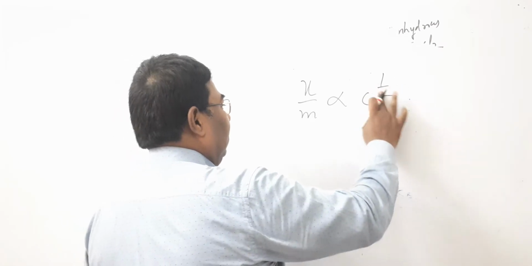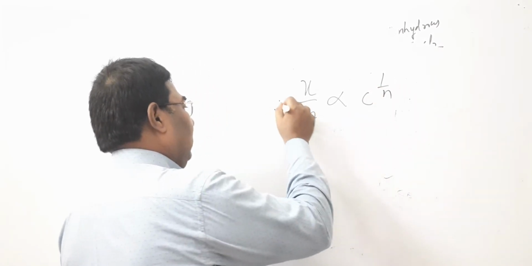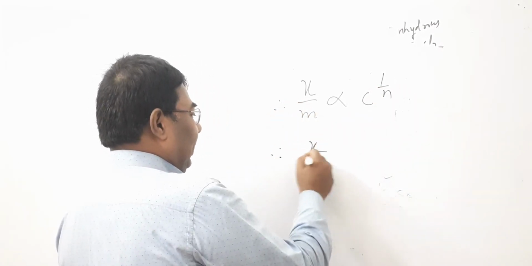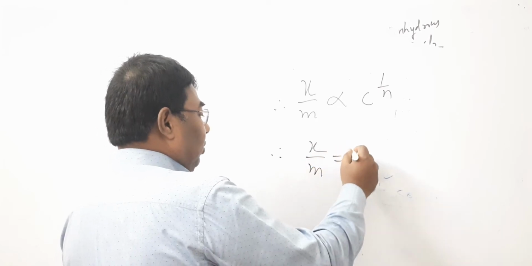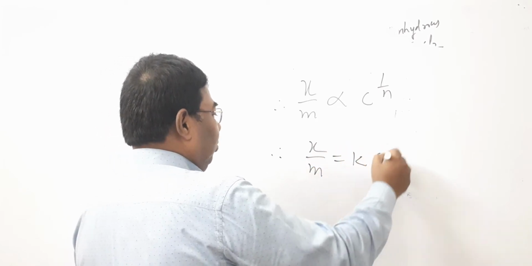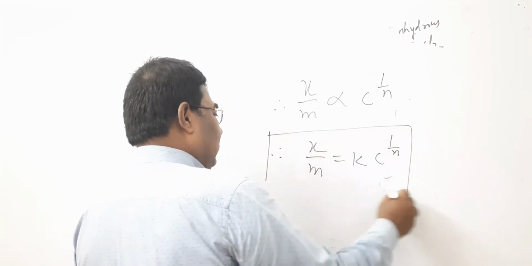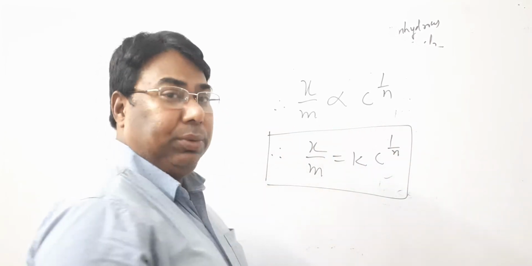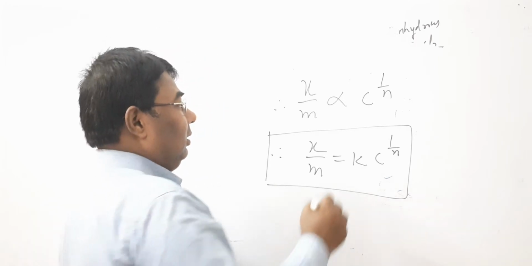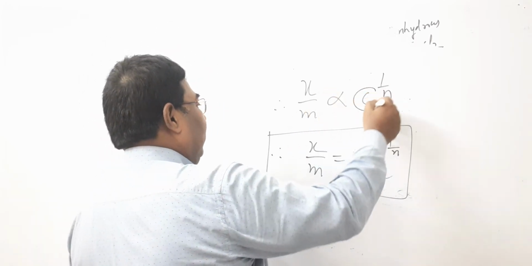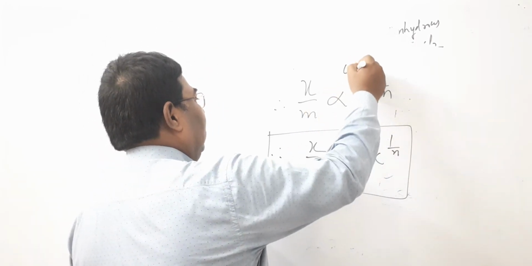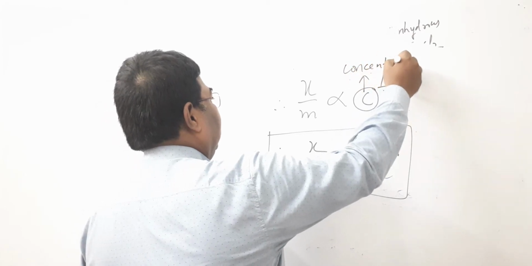c to the power 1 by n, or x by m is equal to k c to the power 1 by n. This is the same as the Freundlich adsorption isotherm, but in this we relate with the concentration. C is the concentration.